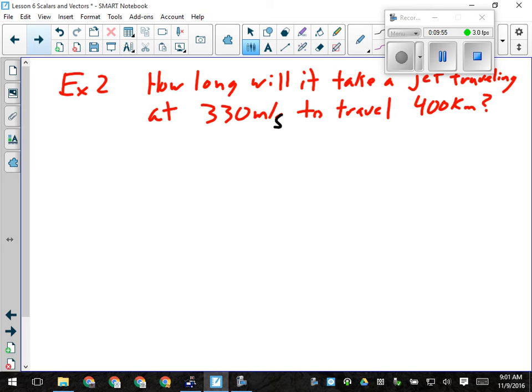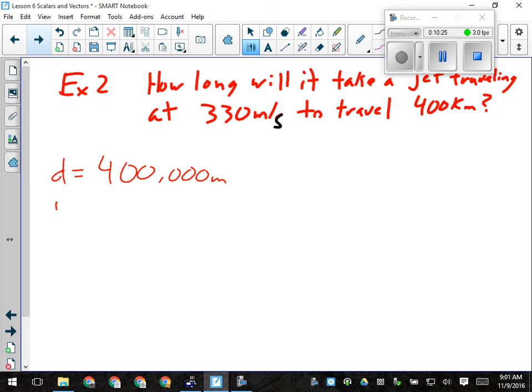Okay, which would be easier to convert? 300 meters per second to kilometers per second, or 400 kilometers to meters? Kilometers to meters, way easier. So how many meters are there in 400 kilometers? That's how many meters are in 1 kilometer, so how many meters are in 400 kilometers? 400,000. Okay, so the distance traveled is 400,000 meters.